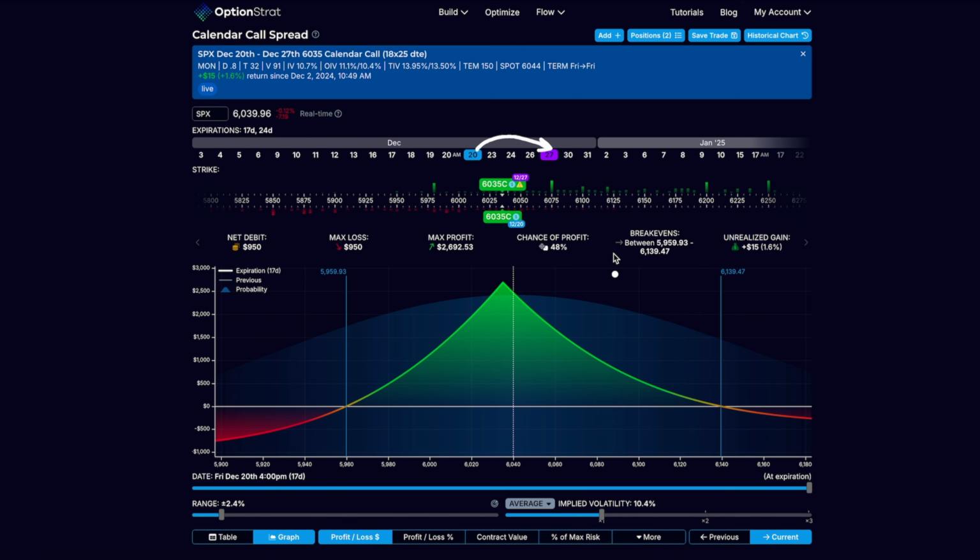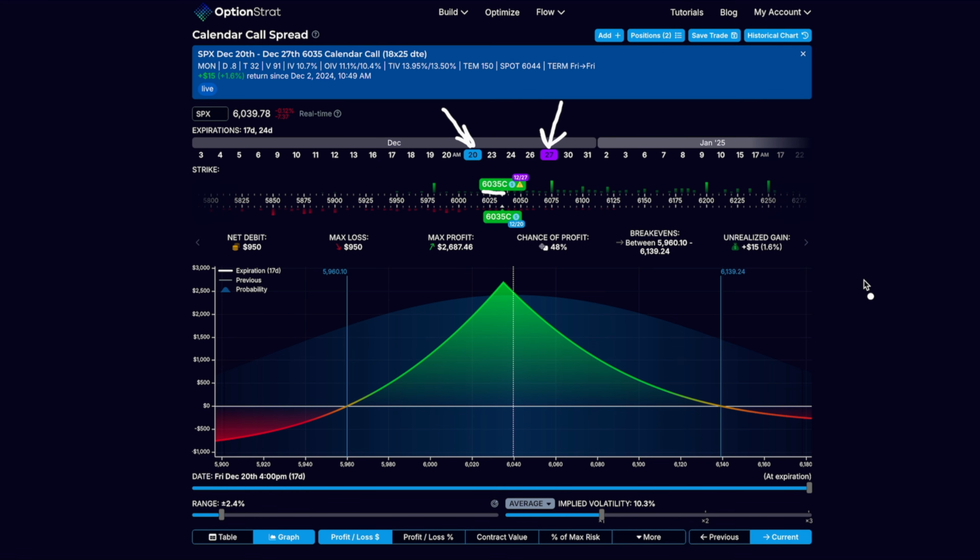This particular example that we will be going over in this video is actually a calendar spread that I opened yesterday. It is the 6035 call calendar on the SPX. My front month is December 20th and my back month is December 27th.